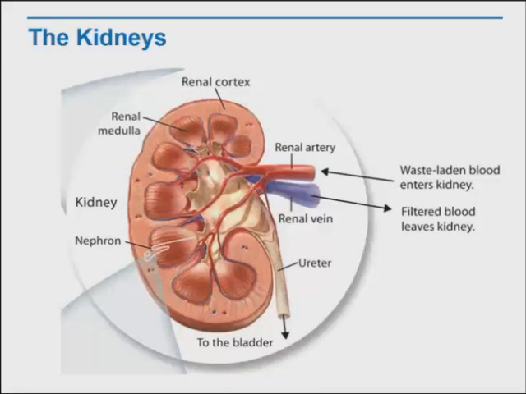Waste-laden blood enters the kidney through the renal artery. Filtered blood leaves the kidney through the renal vein. Waste products are released through the ureter and travel to the bladder. Each kidney contains nearly 1 million individual processing units called nephrons. These nephrons are where most of the work of the kidneys takes place. Blood purification in the kidneys involves two distinct processes: filtration and reabsorption.